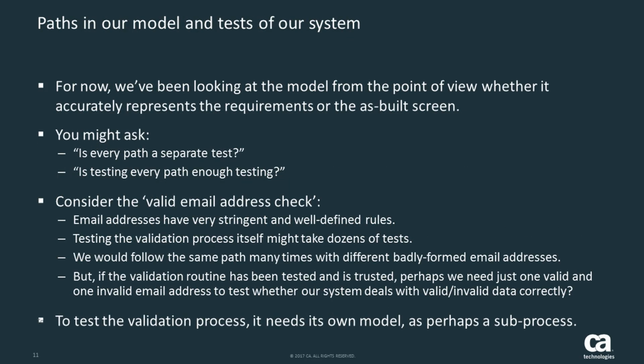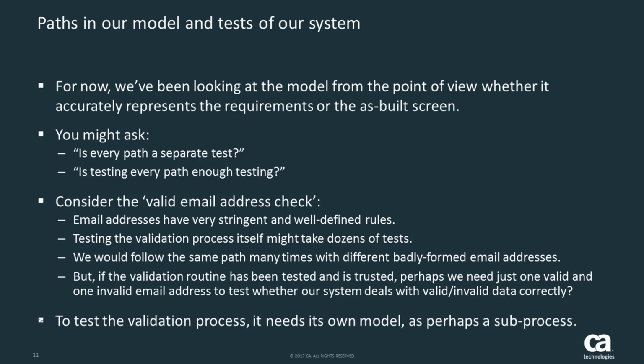Now, up till now, we've been looking at the model from the point of view of whether it accurately represents the requirements or the as-built system. And I just want to explore a couple of questions here. One is, is every path a separate test? I think that's kind of obvious, that of course it is, because each one requires different decisions to be followed, and therefore there needs to be different data entered into the system, either from a database or from the user interface. Every path is a separate test.